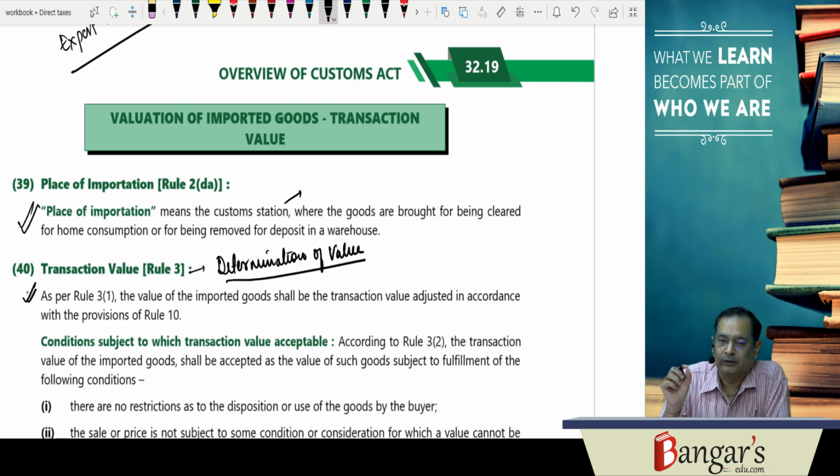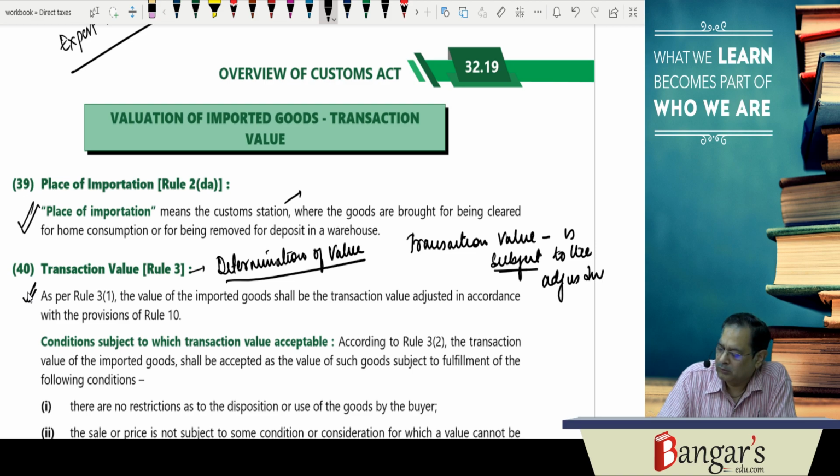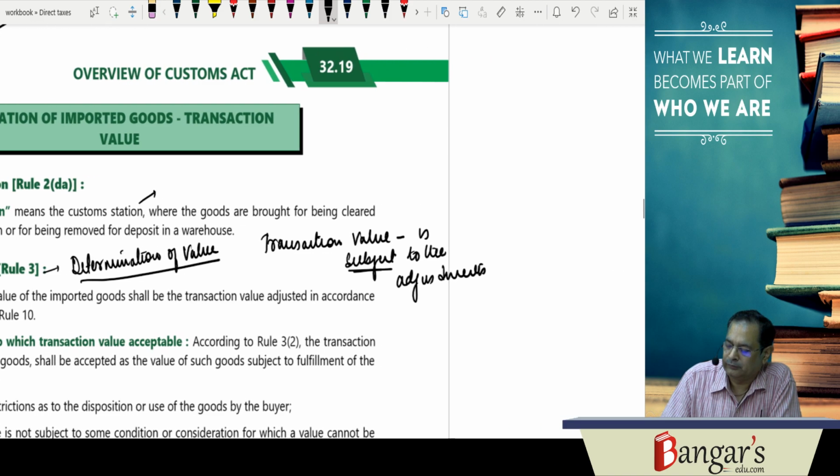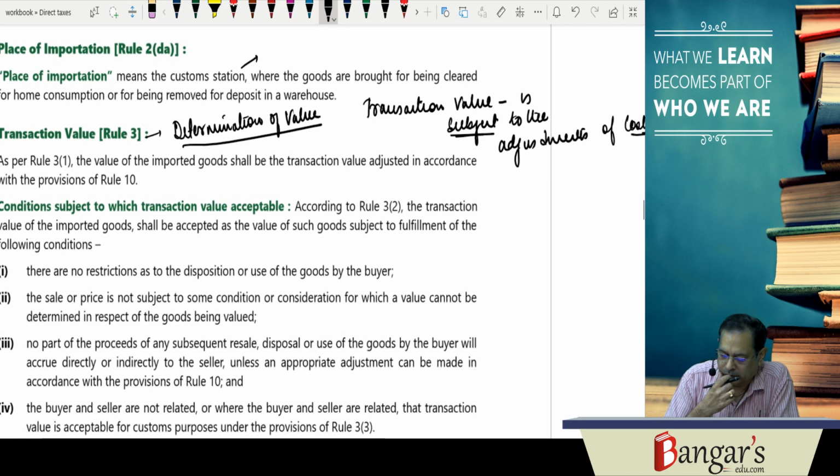Now here, this transaction value, as determined in Rule 3, is subject to the adjustments of costs and services which are provided in Rule 10. You have to make the adjustments of the costs and services of Rule 10.